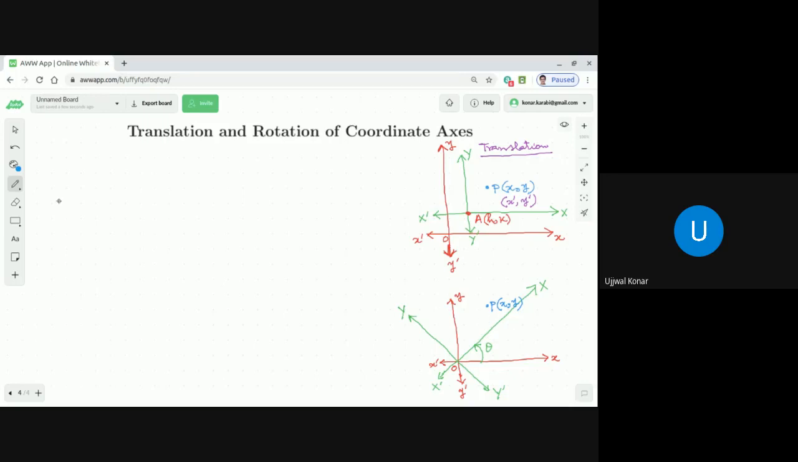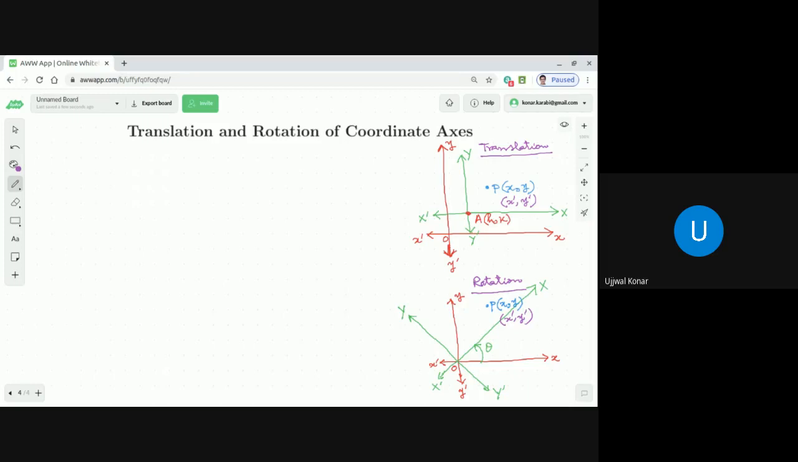Suppose with respect to the new coordinate system, the point P has coordinates x dash comma y dash. Our target is to find the value of x dash and y dash in terms of x, y, and theta. That is the case of rotation. And in case of translation, our target is to find the value of x dash and y dash in terms of x, y, h, and k.